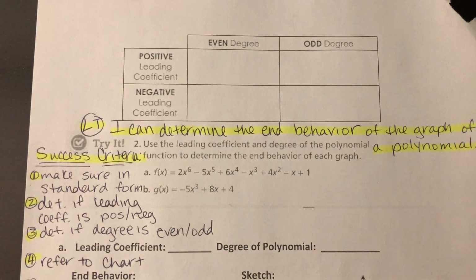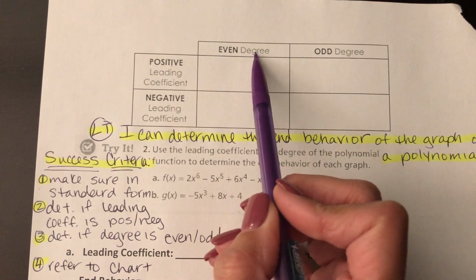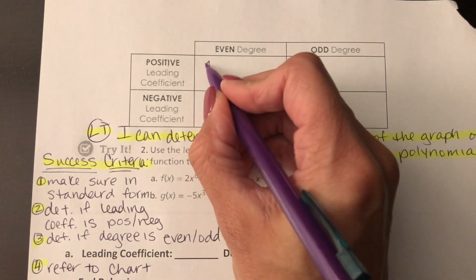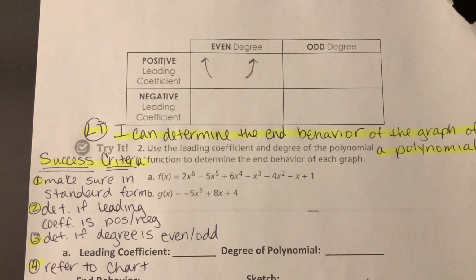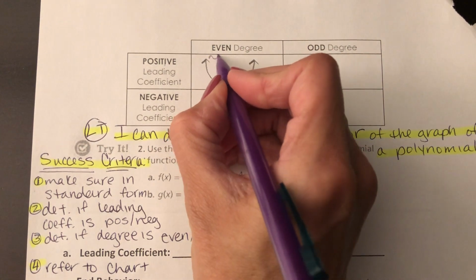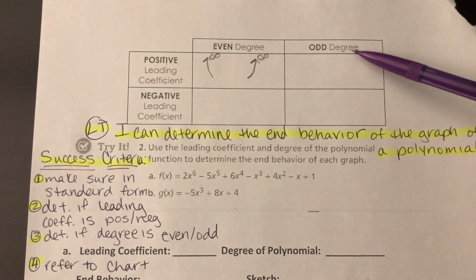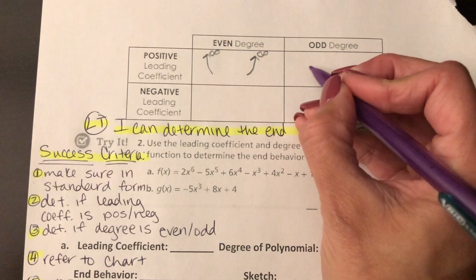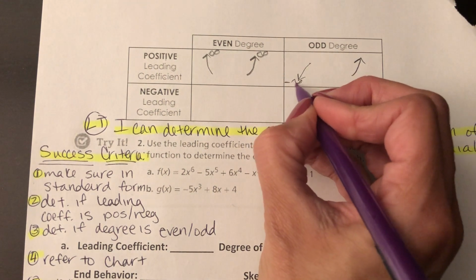So here's our chart. So we've observed on the last page that if we have a positive leading coefficient and an even degree, it's going to rise to the left and it's going to rise to the right. So in other words, f of x is reaching positive infinity. And if we have a positive leading coefficient with an odd degree, we found that it falls to the left and rises to the right.